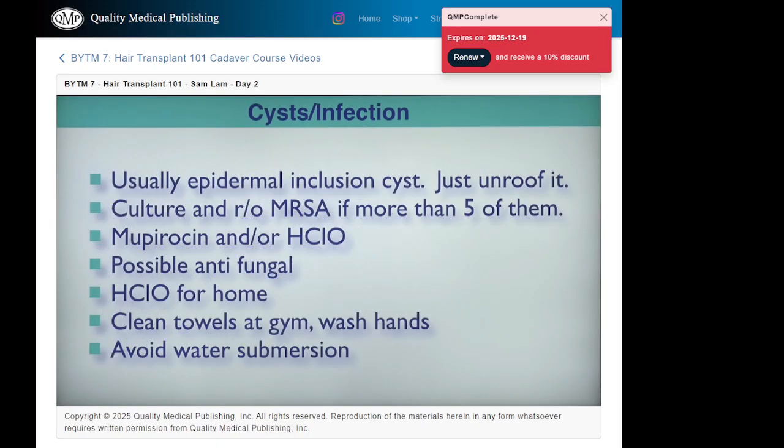Usually, the epidermal cysts, a few of them, are just going to be there. Occasionally they're going to go away. You want to rule out an infection, so a culture would be a great idea. A little mupirocin, hypochlorous acid spray is great, but not a big deal. Surgipro Heal makes hypochlorous acid.